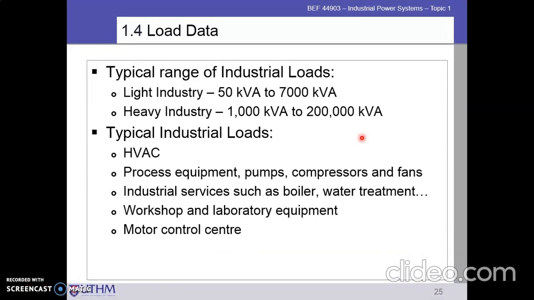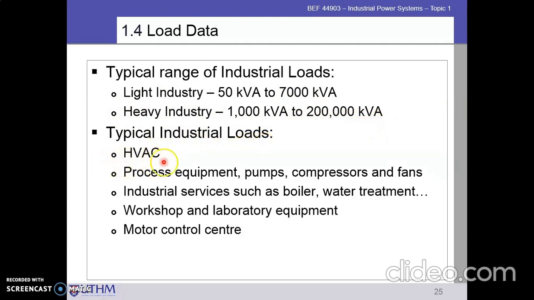Okay, next we go to subtopic 1.4, load data. First, the typical range of industrial load. There are 2 types. The first one is light industry, with a load range of 50 kVA up to 7,000 kVA. For heavy industry, the load is 1,000 kVA to 200,000 kVA.